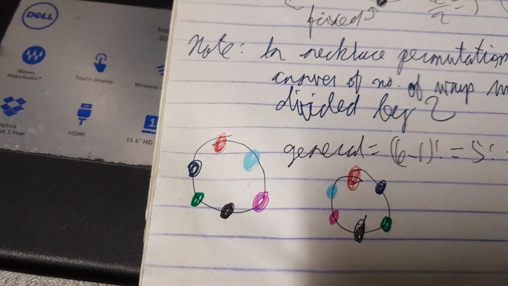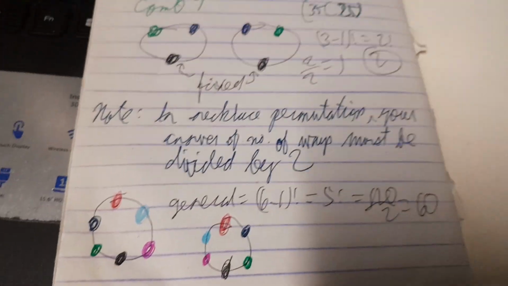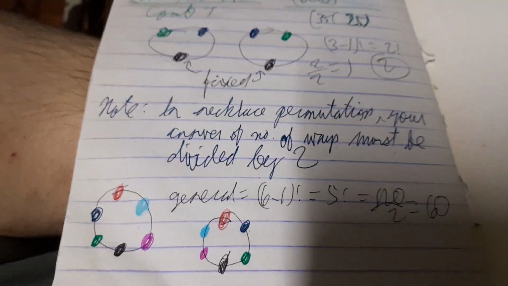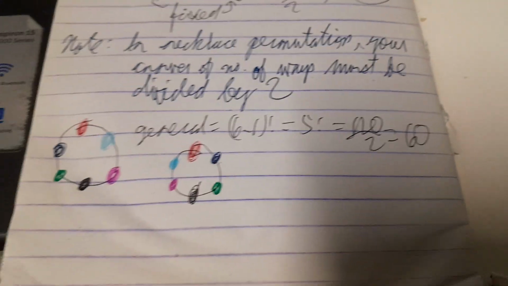But when you flip it like that, it goes back to the base. So even though you might think that this is one way, when it comes to necklaces we don't care about that because it can be flipped over. That's why, whatever your answer is, you divide it by 2. You divide that by 2.